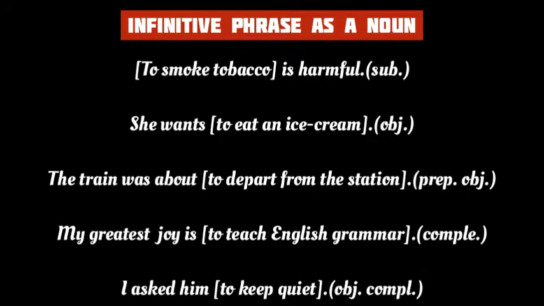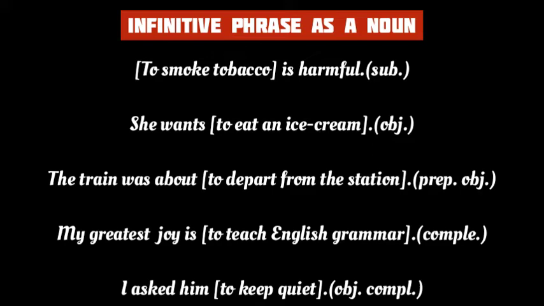First off, let's see how the infinitive phrase is used as a noun in the sentence. In the first example on your screen, "to smoke tobacco" is the infinitive phrase consisting of the infinitive "to smoke" and its object "tobacco." We see that this infinitive phrase is the subject of this sentence, so it's doing the work of a noun here. In the second example, the infinitive phrase "to eat an ice cream" is the object of the verb "wants." So it's also acting as a noun in this sentence. In the third example, the infinitive phrase "to depart from the station" is the object of the preposition "about," so this too is doing the work of a noun here.